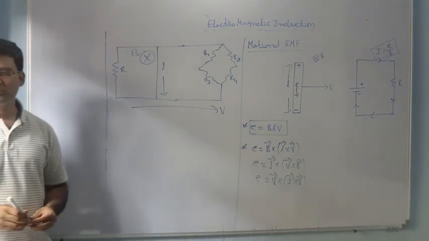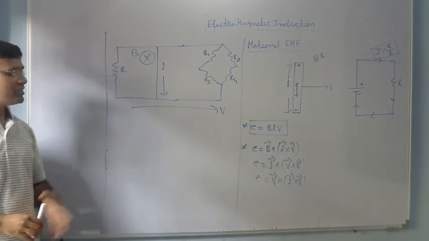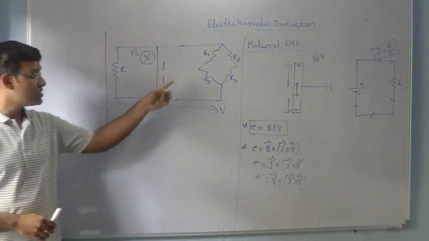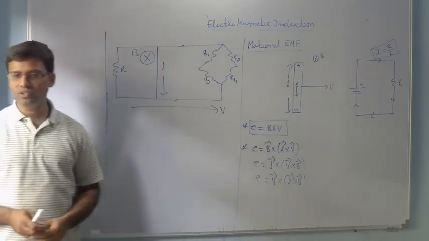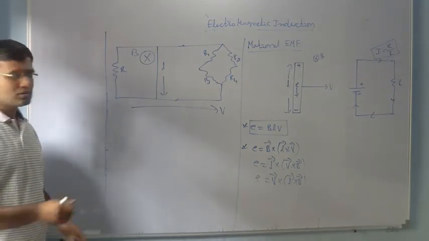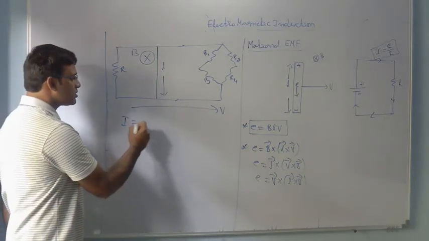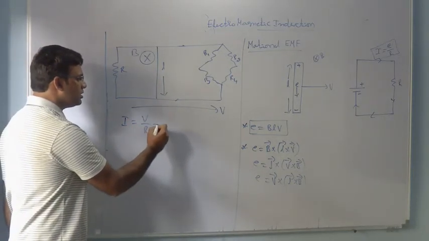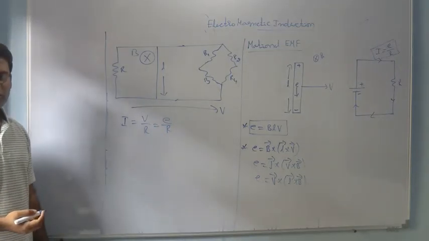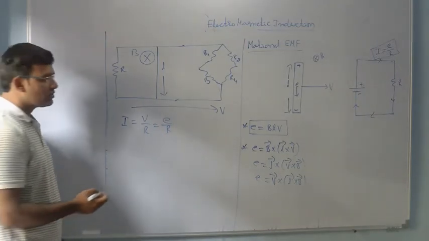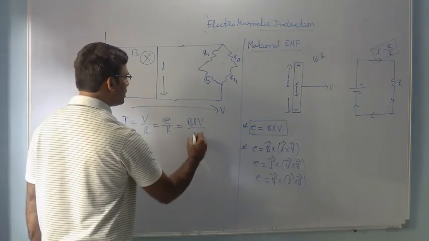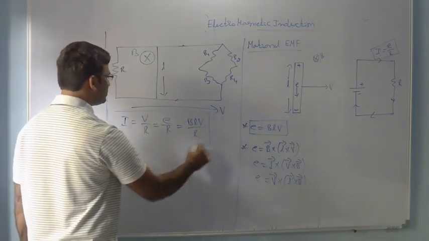Now, what is the motional EMF generated here? This is the resistor, not the wire. This is the length of the wire which you take. These are the resistors arranged in the Wheatstone bridge form. What is the current in this circuit? According to the basic concept, current is equal to E by R. E means which EMF you have to take? Motional EMF. That motional EMF is equal to B into L into V, divided by R. Yes or no?